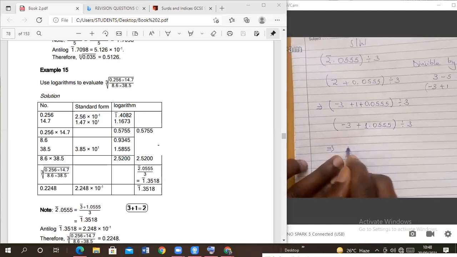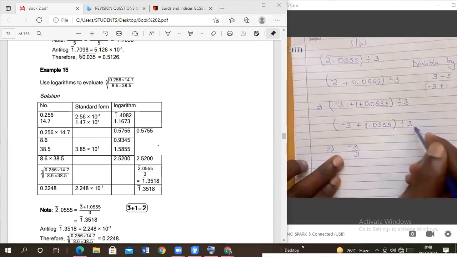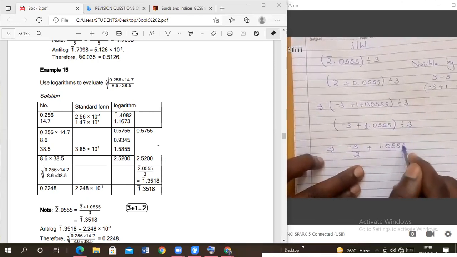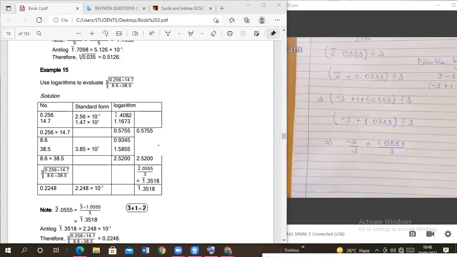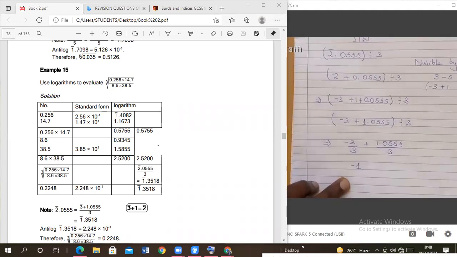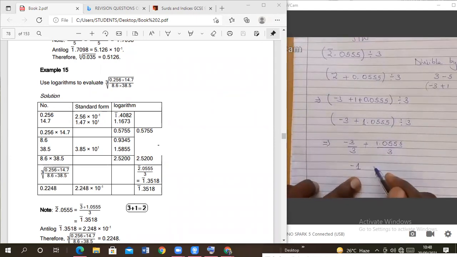Now this one will be -3 divided by 3, plus 1.0555 divided by 3. Members, are you seeing that? Yes. -3 divided by 3, what do you get? We get negative 1.